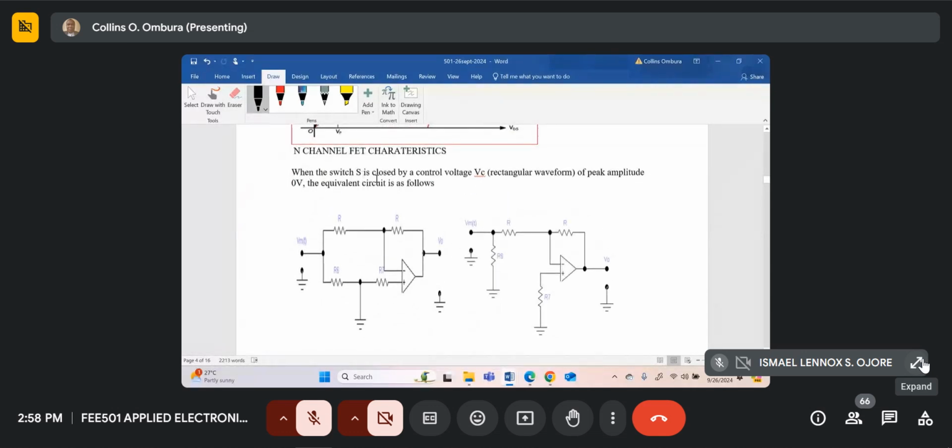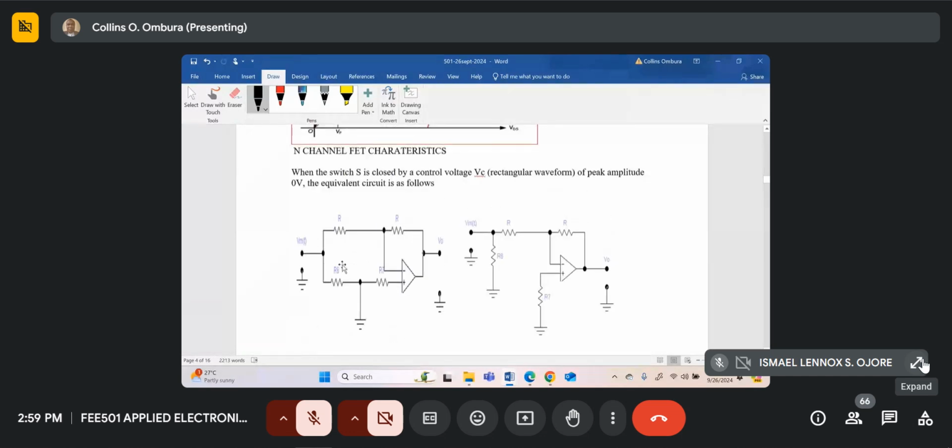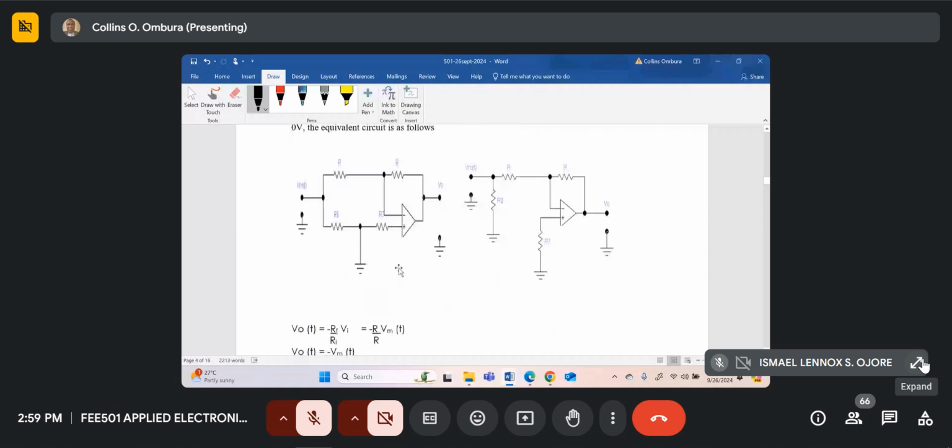So when switch S is closed, our circuit becomes like this first diagram on the left. These two points between R6 and R7 are connected to the earth. So if they're connected to the earth, we can split it: R6 connected to the earth, R7 connected to the earth, and you get this circuit over here. Now, this is our simple inverting amplifier.